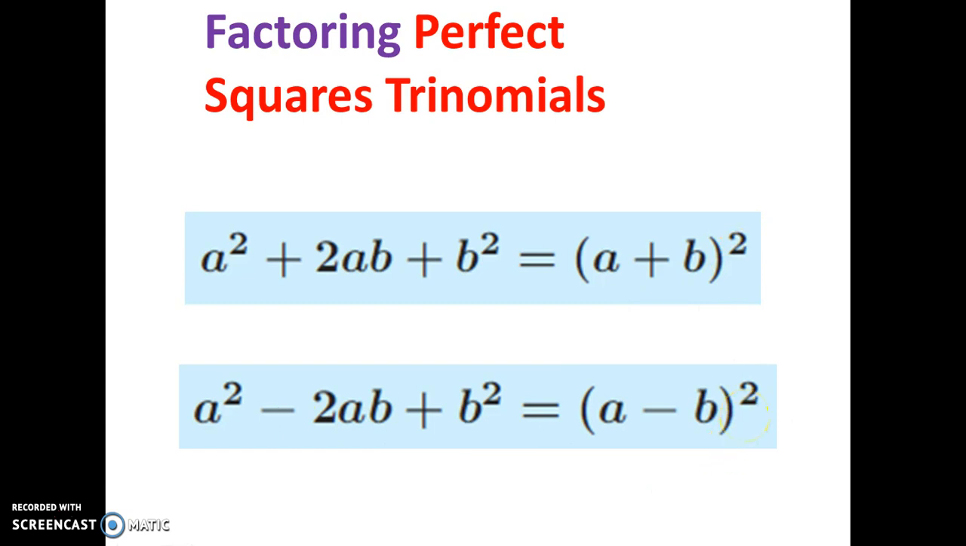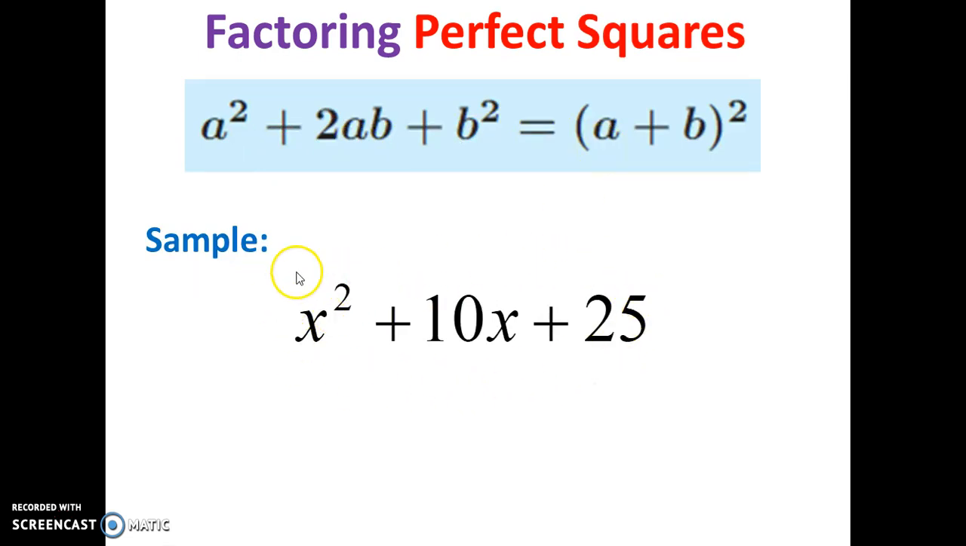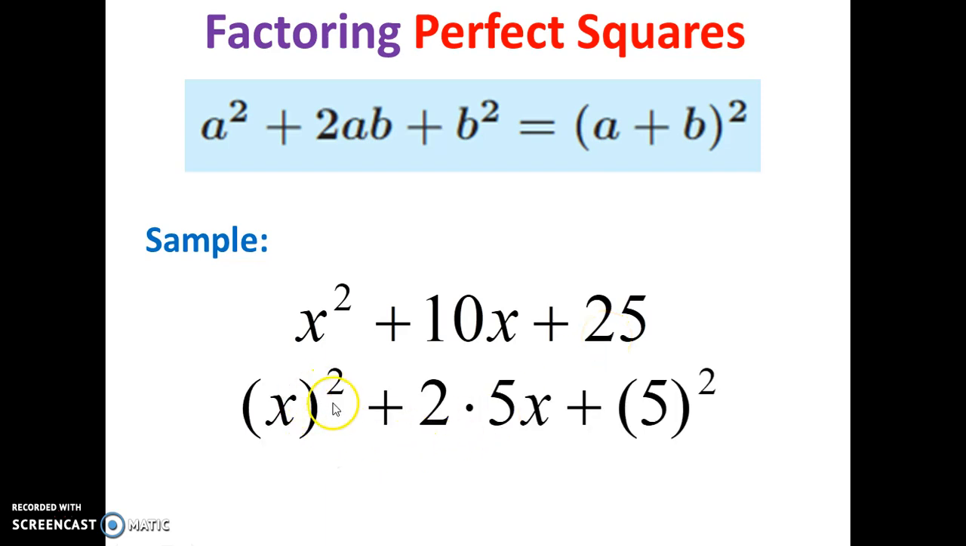Let's look at some examples with numbers in them. So looking at the first kind of type with all plus signs, here's a sample. Look at this trinomial. In the beginning we have something squared. It's x squared. At the end we have something squared as well. It's 5 squared. And in the middle we have 2 times x and 5. So we can rewrite it like this. Here's that first part squared. Here's the last thing squared, 5 squared. And in the middle, 2 times 5x.